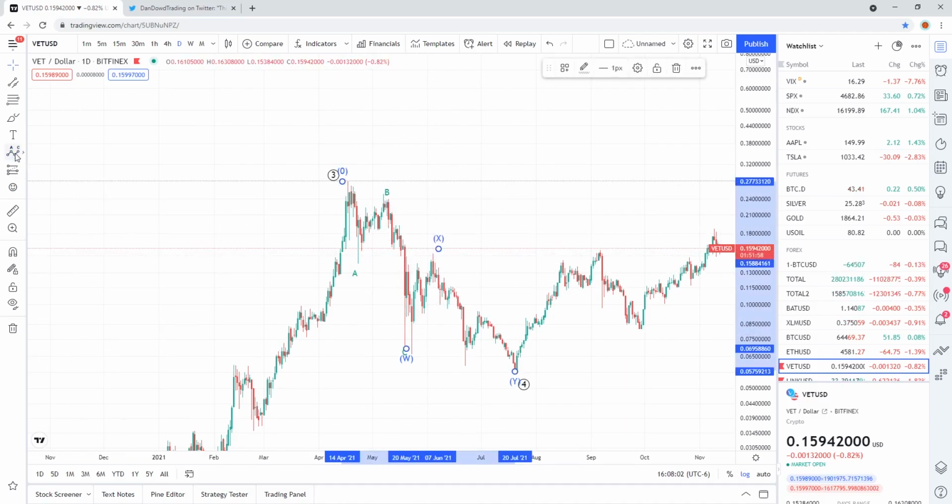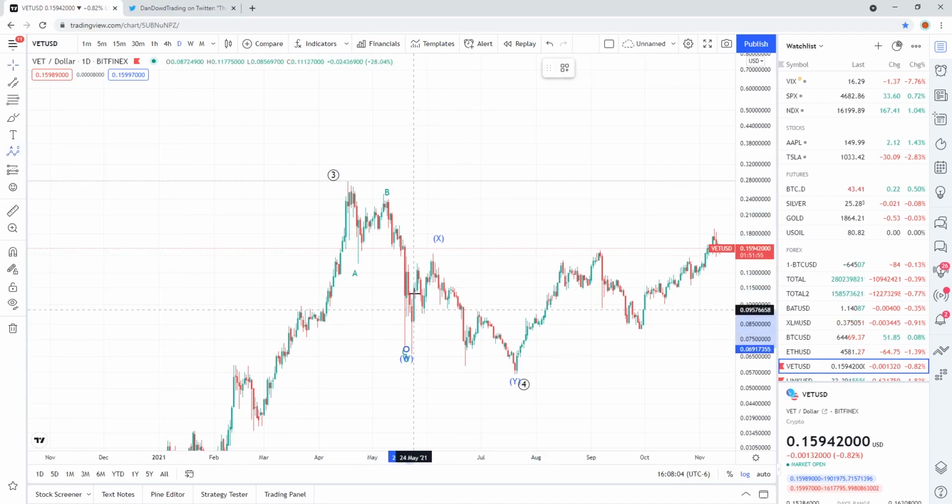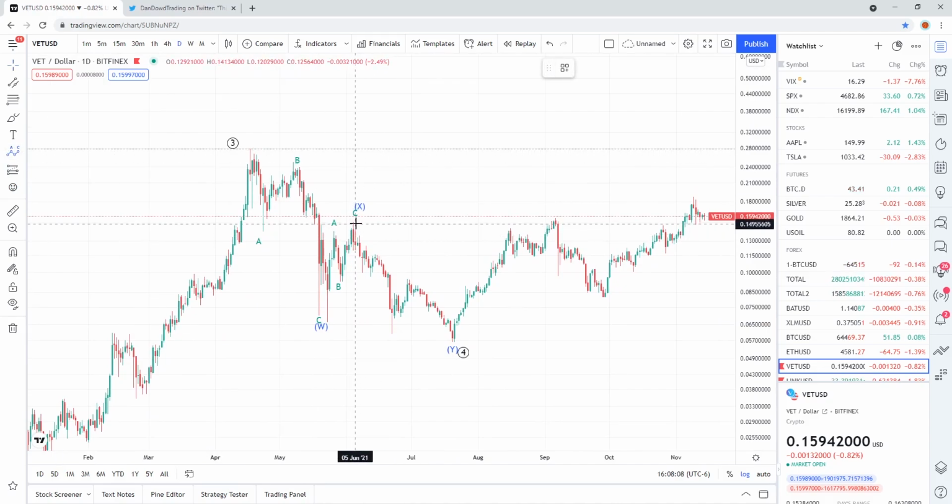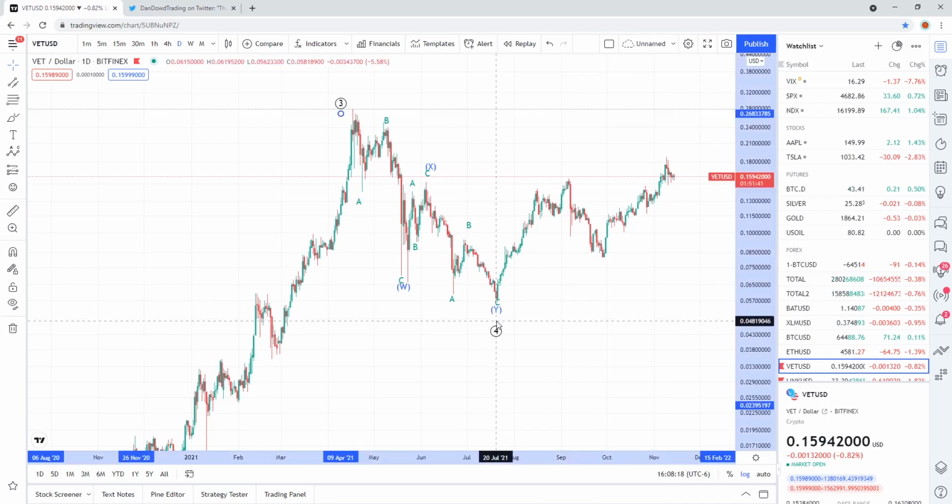And in this example, wave X took correction as a zigzag as well. So there is another ABC. And then within intermediate wave Y, there is also an ABC. So I definitely think that that is the bottom of primary wave 4.